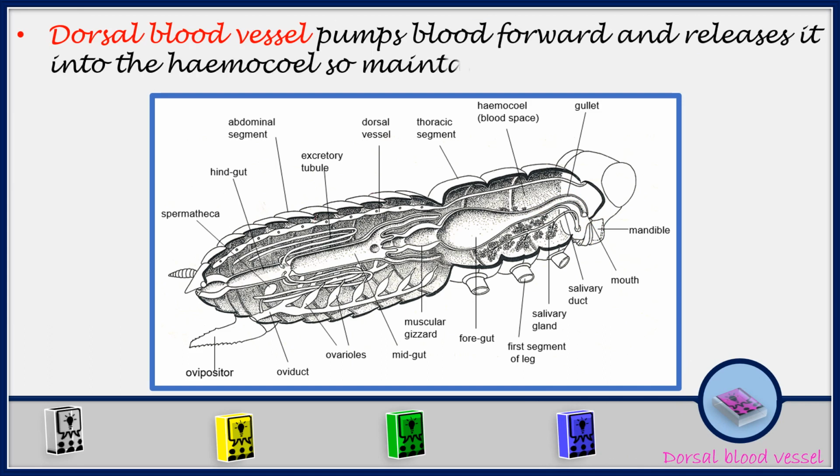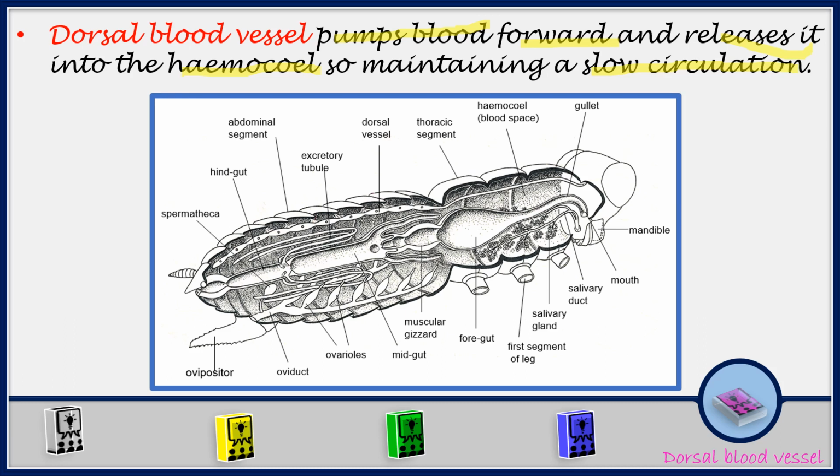Then we go to the dorsal vessel. Our dorsal vessel is this capillary here, which carries blood on the upper side. All that tube that we are seeing on top of the thorax and abdomen is what we call the dorsal vessel. The dorsal vessel pumps blood forward and releases it into the haemocoel, so maintaining the slow circulation.